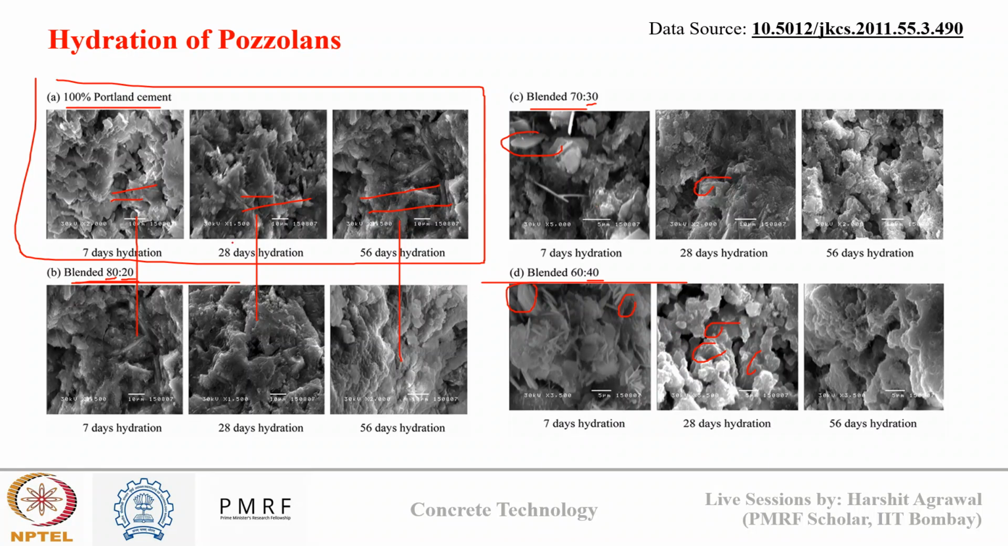Compared to earlier structures that we saw, these structures have more porosity. And only after 56 days of hydration we can see that the cement microstructure seems very dense and compact. So this shows that hydration of pozzolana is a slow reaction. It has a slow rate of reaction.